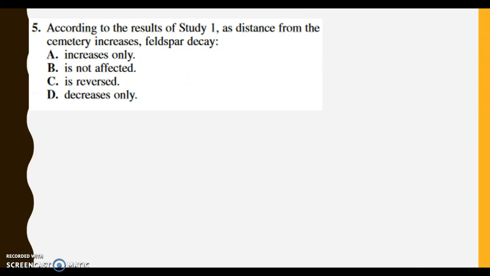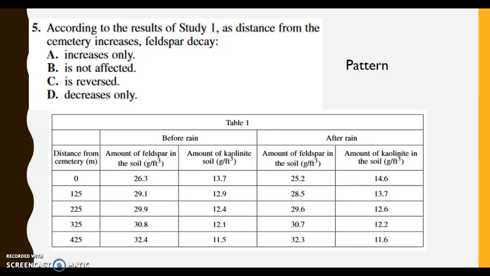Okay, question 5, our final question for this passage. According to the results of Study 1, as distance from the cemetery increases, feldspar decay increases, decreases, or stays the same. This is a pattern question. So we're going to look at our table from Study 1. Now we're drawing our trend line from smallest to largest distance because we're looking at distance increasing.